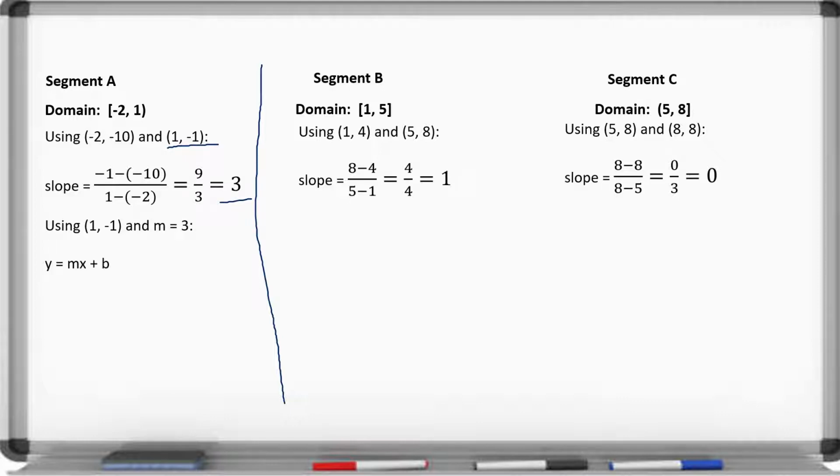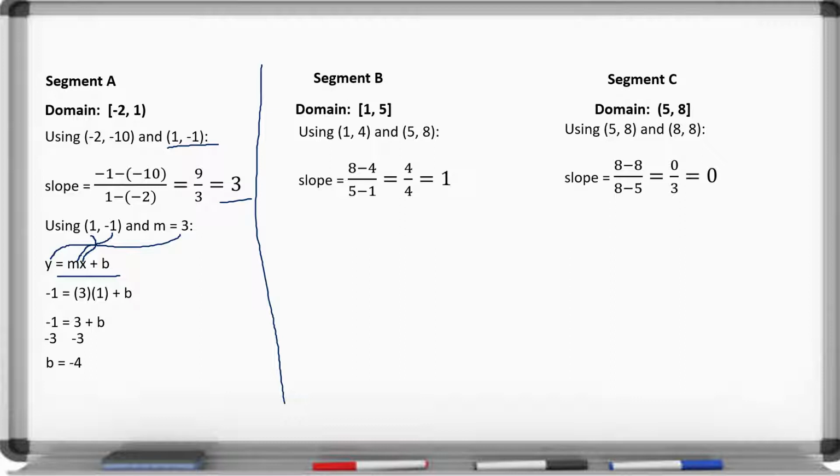If we do that and plug it into the slope-intercept form, we plug in y is negative 1, x is 1, and m is 3. So we get negative 1 equals 3 times 1 plus b. So negative 1 equals 3 plus b. And then we're going to subtract 3 on both sides. And so we get b is negative 4.